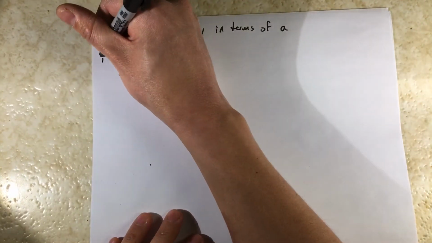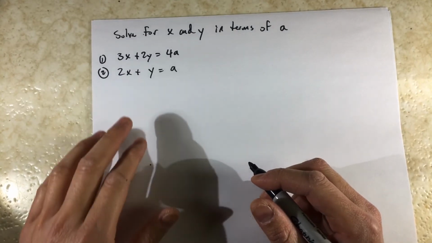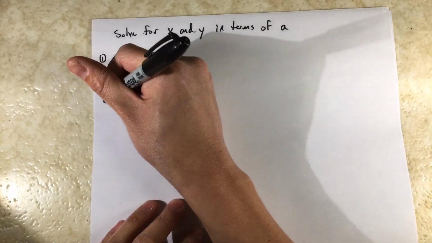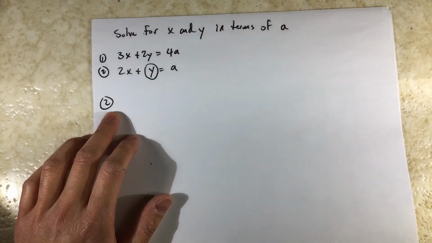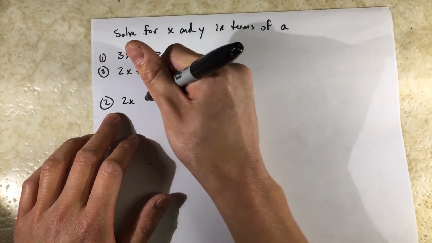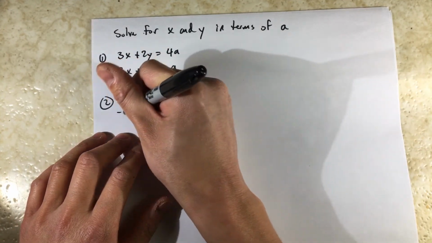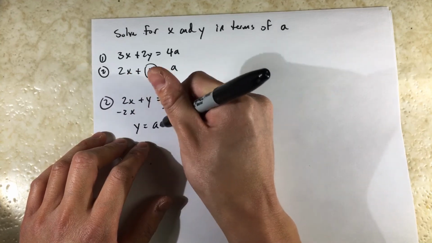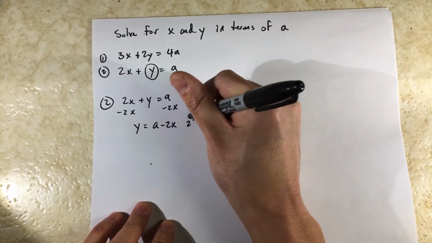Okay, so this is equation 1 and equation 2. So again, what we're going to do is solve one equation. I'm going to solve equation 2 for y, because there's no coefficient there, and that's the easier way. If you can spot that, you should do it that way. So I'm going to solve for y by subtracting 2x. So y equals a minus 2x. All right, so let's call that 2 prime.